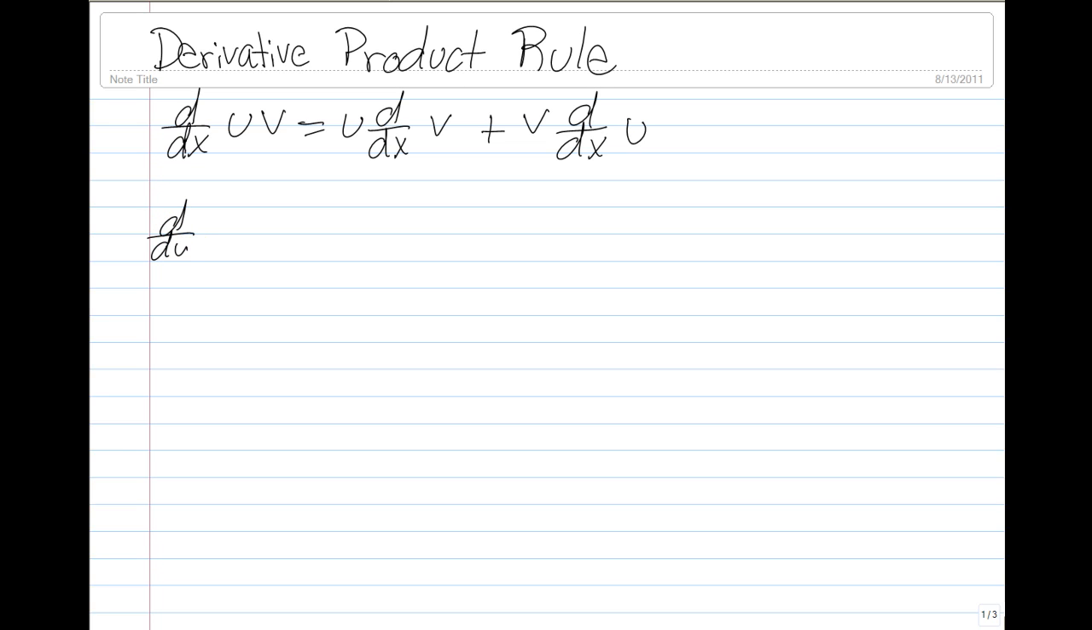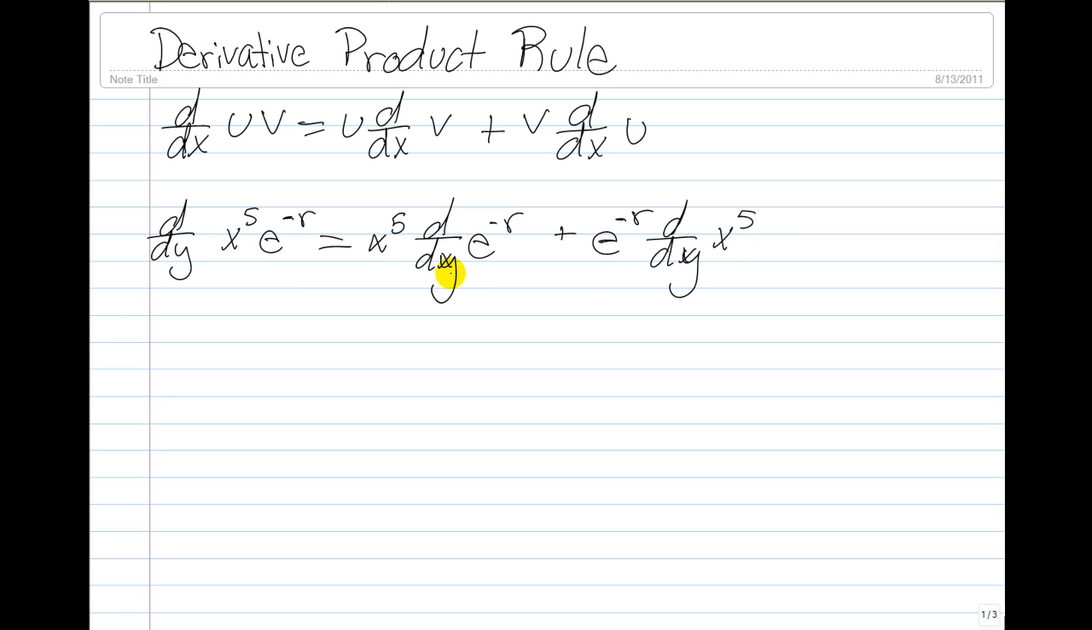the derivative of x to the 5th times e to the power of negative x is equal to x to the 5th times the derivative of e to the power of negative x plus e to the power of negative x times the derivative of x to the 5th. Now, let's break this into steps.